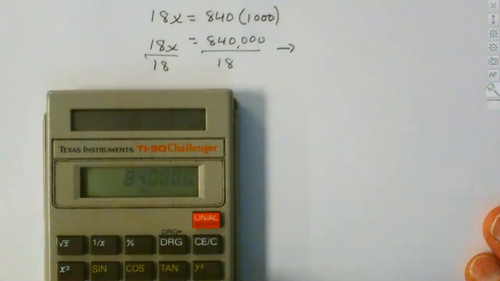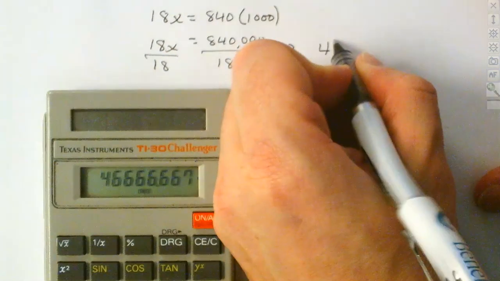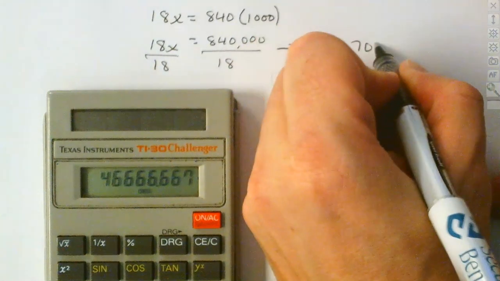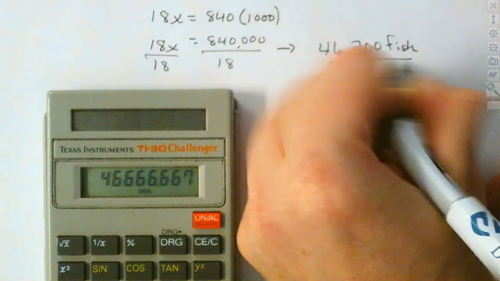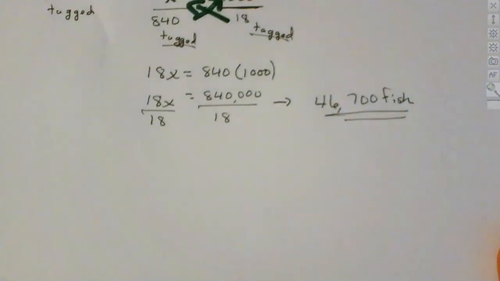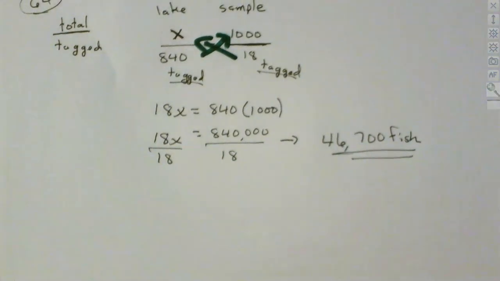Right? We're going to divide that by our 18, and that gives us a rough estimate, and we want it to the nearest what? It says nearest 100. Okay, so the nearest 100 fish. So it looks like we've got about 46,000, and if we round, it looks like 46,700. We don't have to be super accurate because this is just an estimate. So what I would estimate is there's going to be about 46,000, 47,000 fish in this lake.